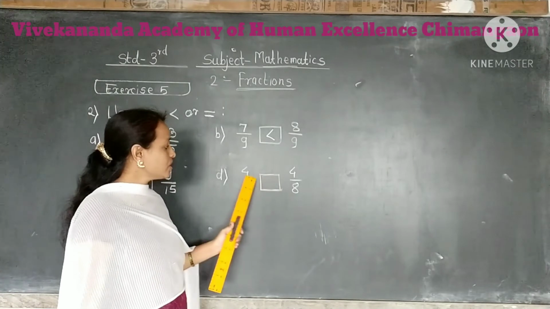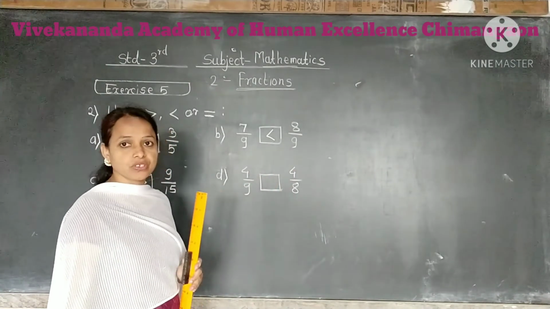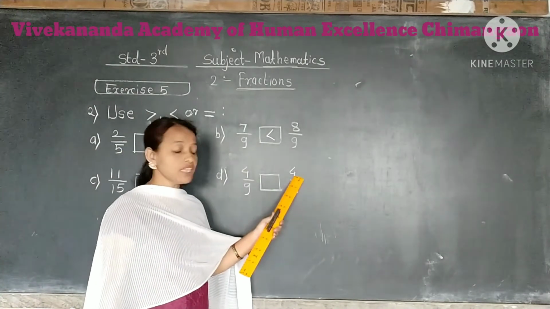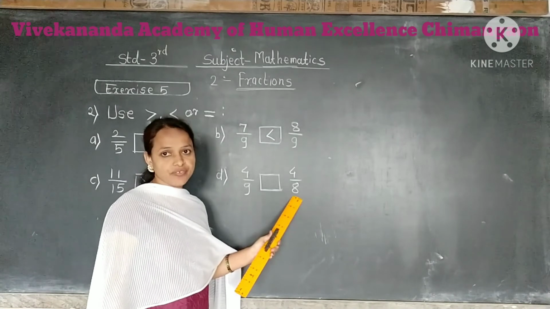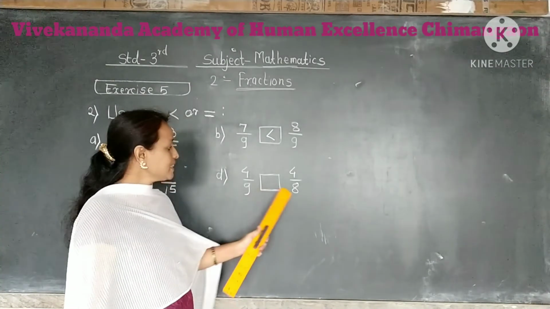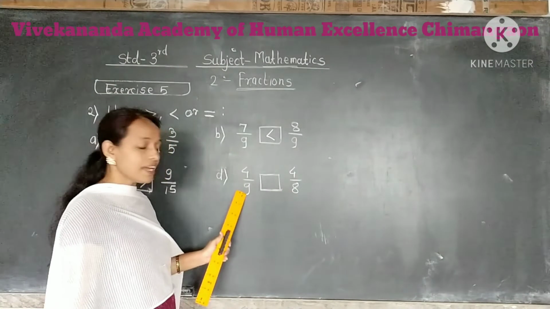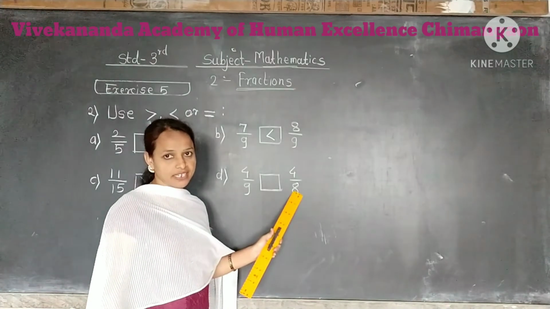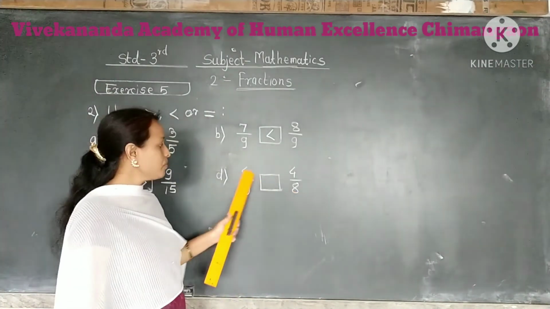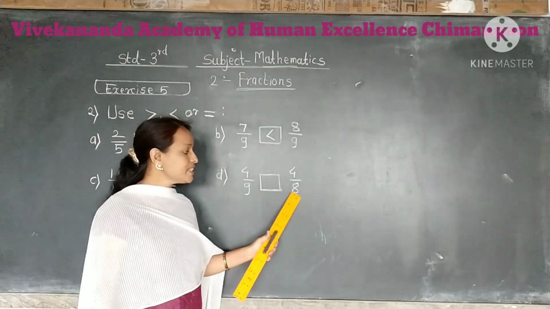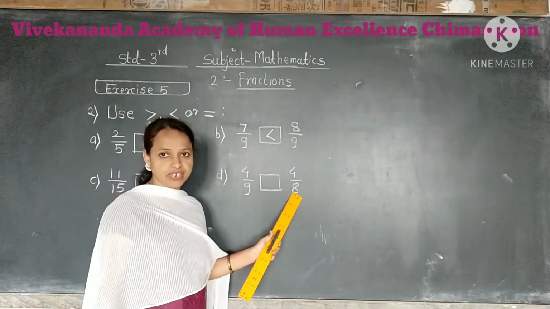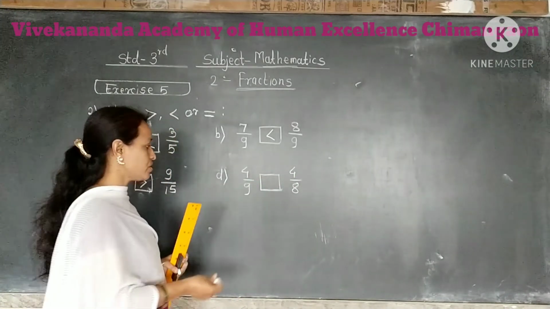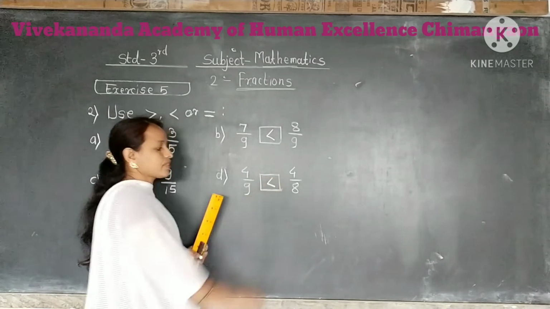So in this pair of fractions, the numerators are same. So how to compare this? When the numerators are same, then whose denominator is small, that fraction is greater. So in this pair of fractions, 4 upon 9, its denominator is 9, and 4 upon 8, its denominator is 8. So we know the rule, when the numerators are same, then whose denominator is small, that fraction is greater fraction. So in this pair, 4 upon 8 is a greater fraction. So we use here this one.